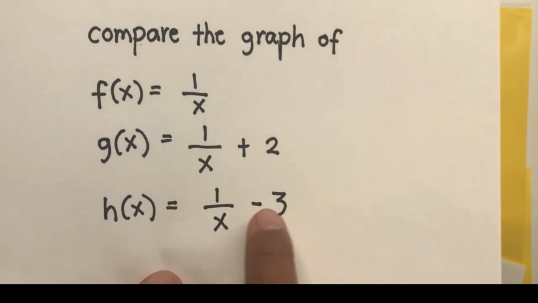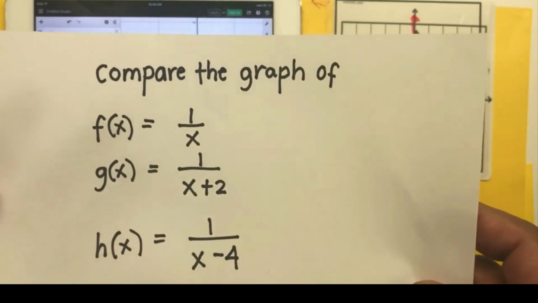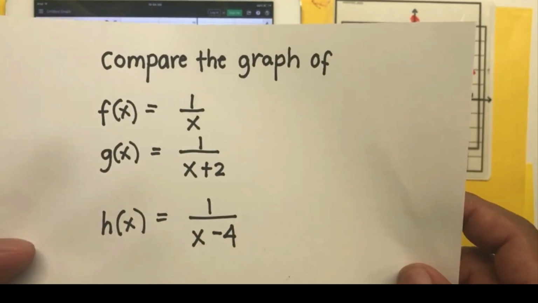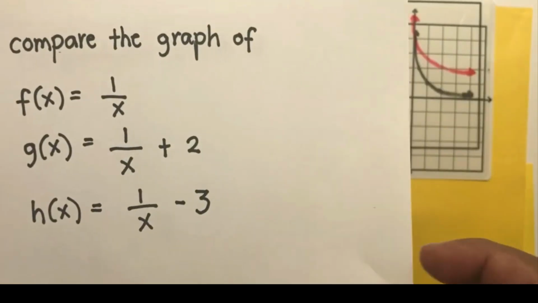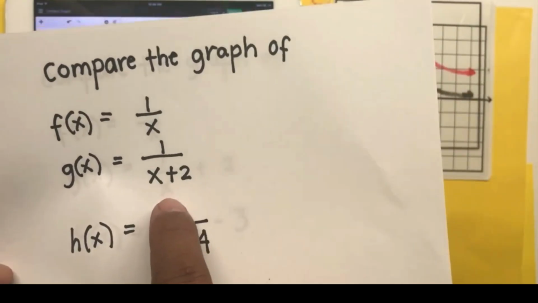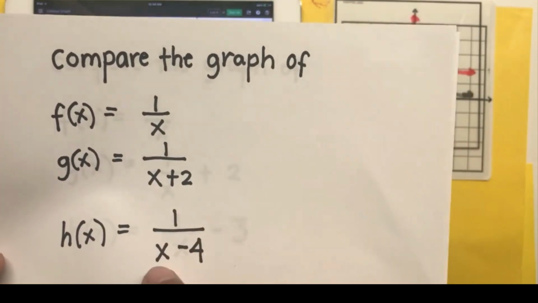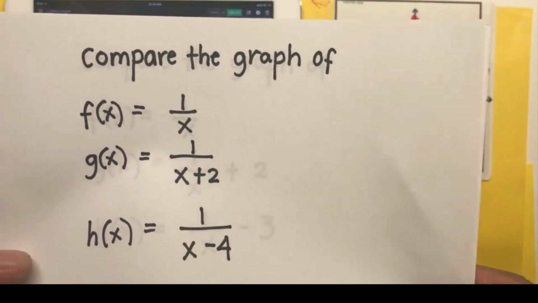If the sign is negative or we have minus here, we are going to move down. Now this time, the question is, what happens if instead of adding a number after the 1 over x, we add the number next to x? Like from 1 over x, we have 1 over x plus 2 and 1 over x minus 4. What happens to the graph?